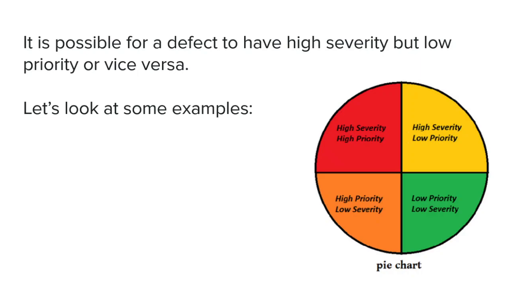In an interview, they will ask which type of issues are high severity and high priority, which type of issues are high severity but low priority, which type of issues are high priority but low severity, which type of issues are low priority and low severity. So you should be able to give examples for all these four combinations. So now let's see some examples of the different combinations.